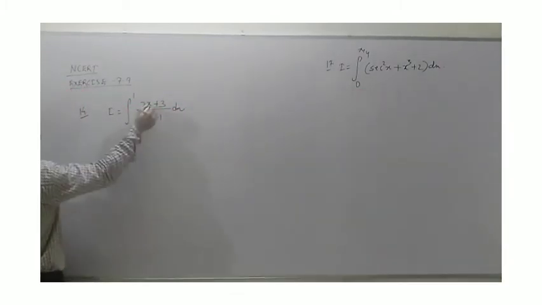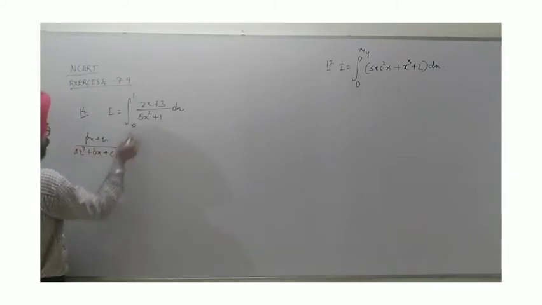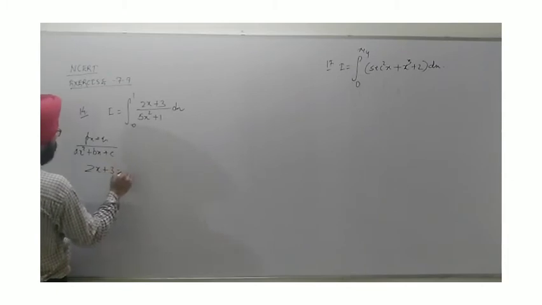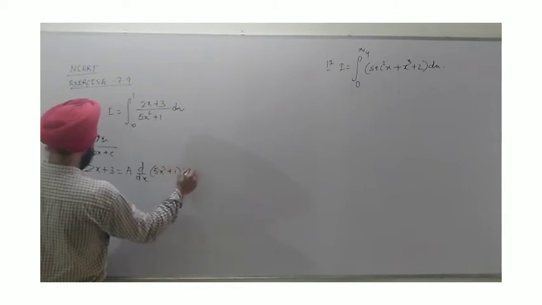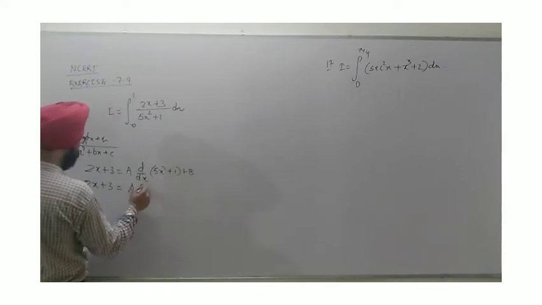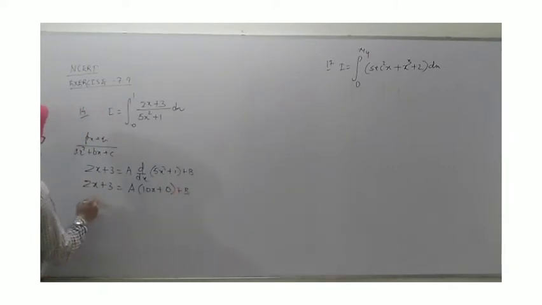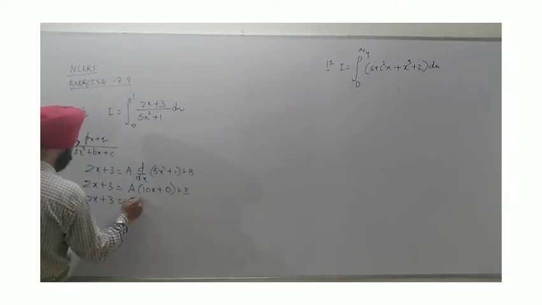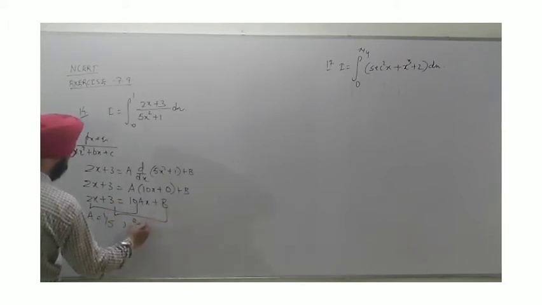As we know that this is linear upon quadratic, px plus q upon ax square plus bx plus c, whenever we have this, we split up 2x plus 3 as a times d by dx of the denominator plus b in two terms. So 2x plus 3 equals a times 10x plus, this one becomes 0, plus b. Finally we have 2x plus 3 equals 10ax plus b, and by comparison we find a is equal to 1 upon 5 and b is equal to 3.